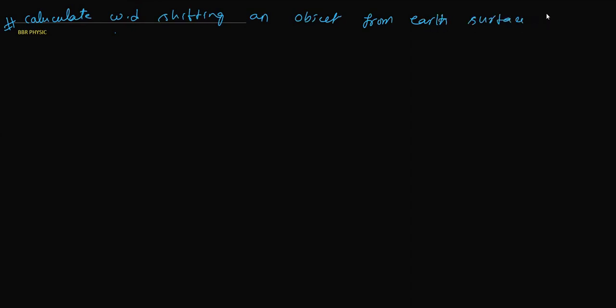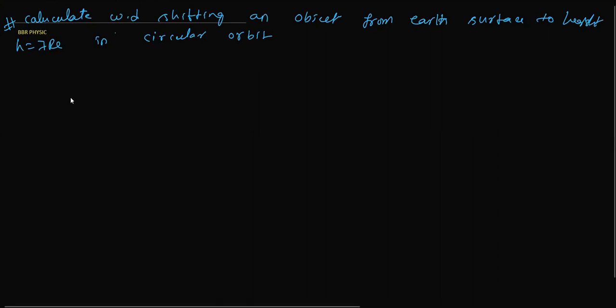See, they are asking one question here. The question says: calculate the work done in shifting an object from the Earth's surface to a height h equal to 7 RE in a circular orbit. This is what they asked here.